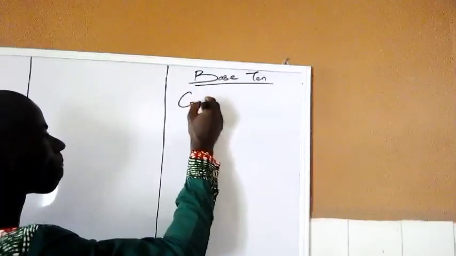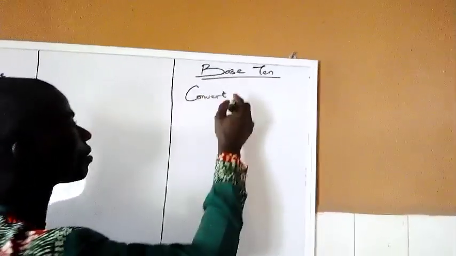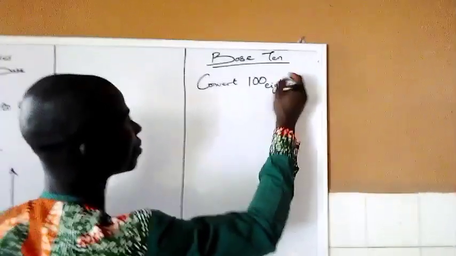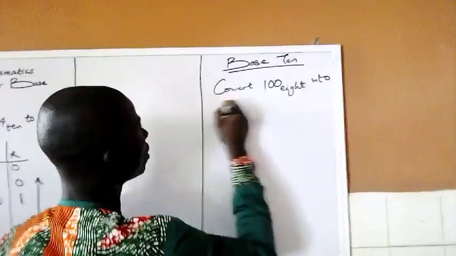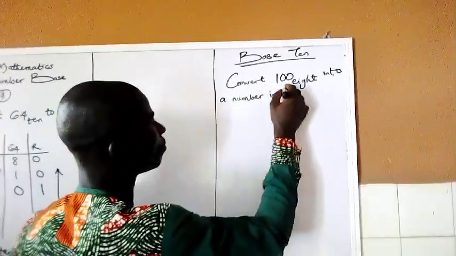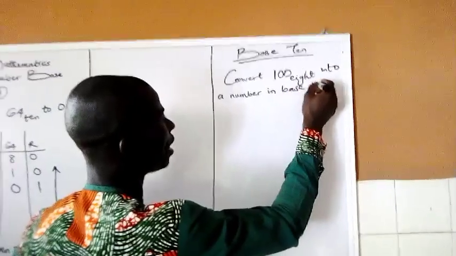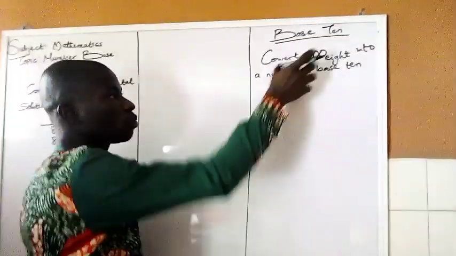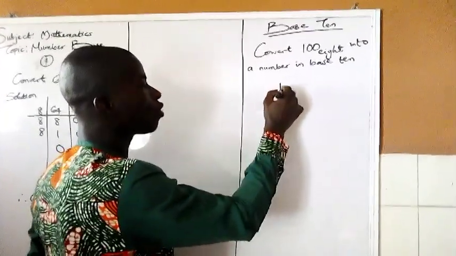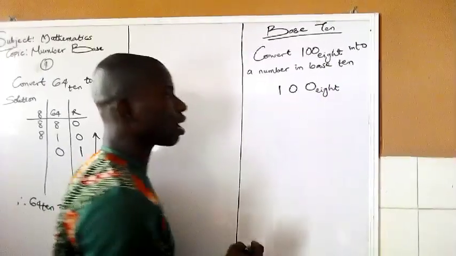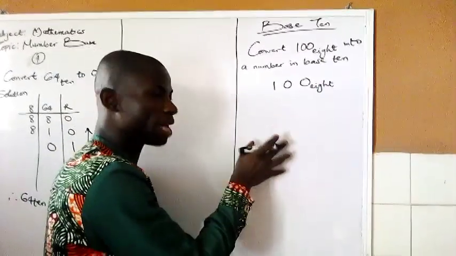Are we together? Now we are having to convert 100 base 8 into a number in base 10. Then to solve this, the first thing you need to do is to bring out the number. So you are having 100 base 8. Are we together? Then please pay attention here.